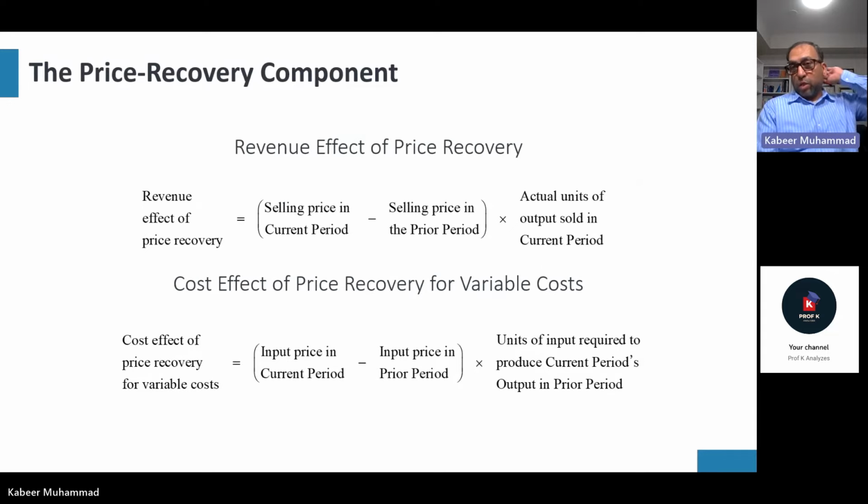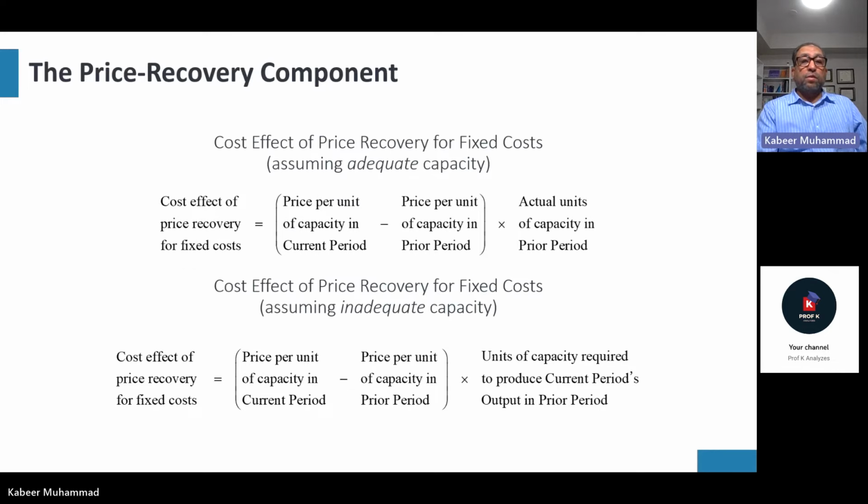Then how do we calculate the price recovery components? Again, the revenue effect of the price component is the selling price in the current period minus the selling price in the prior period, times the actual units of output sold in the current period. Then the cost effect of price recovery for variable cost, and then the price recovery for fixed cost. And again we assume two things: one is adequate capacity and the other is inadequate capacity.